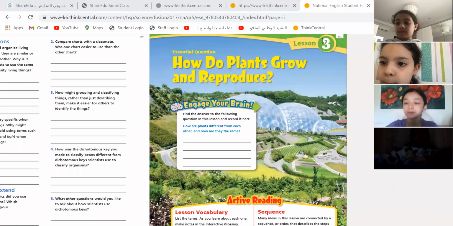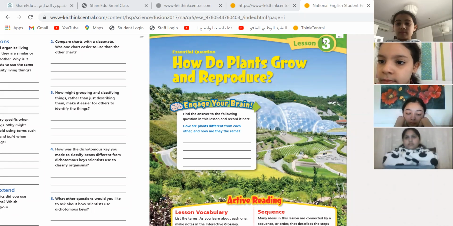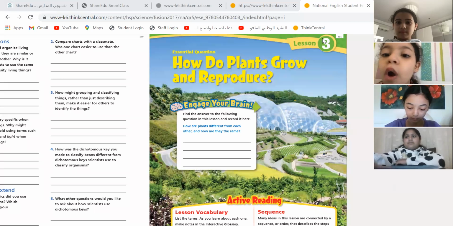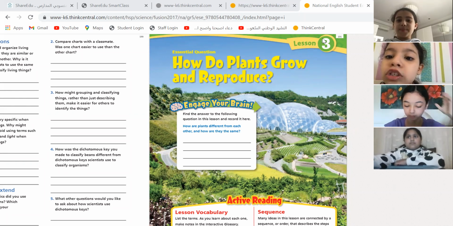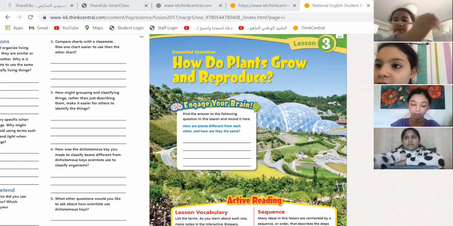Do all plants reproduce with seeds? No, not all plants. Excellent. Not all plants. Okay.